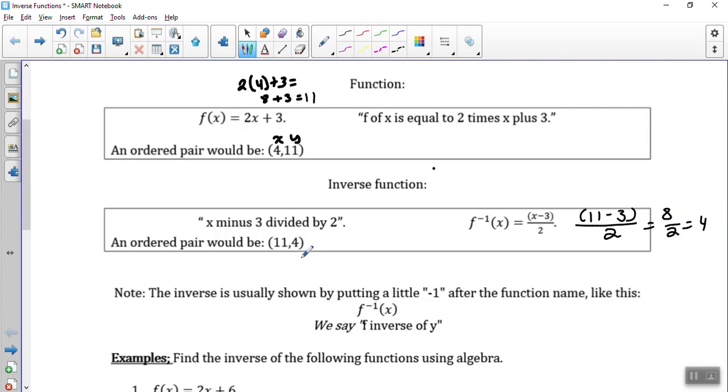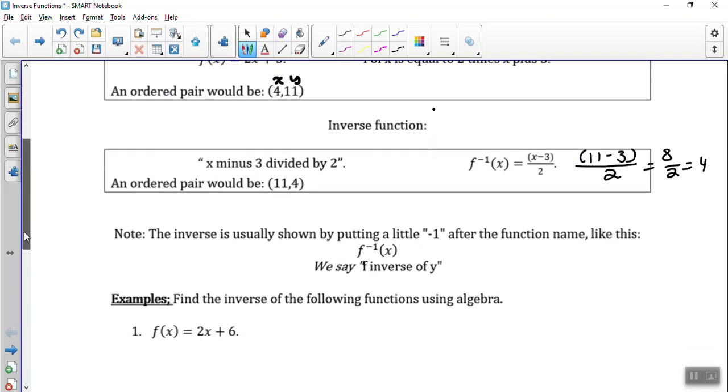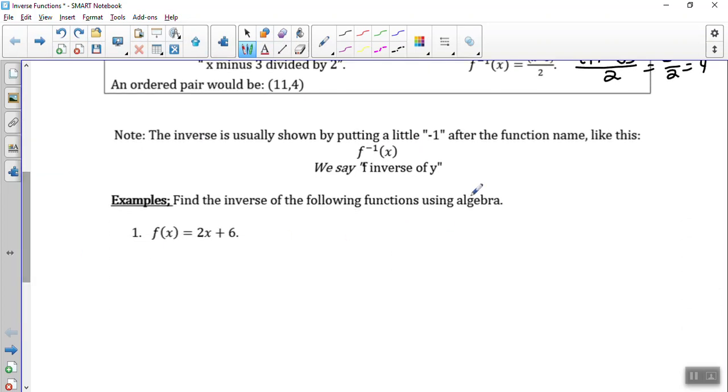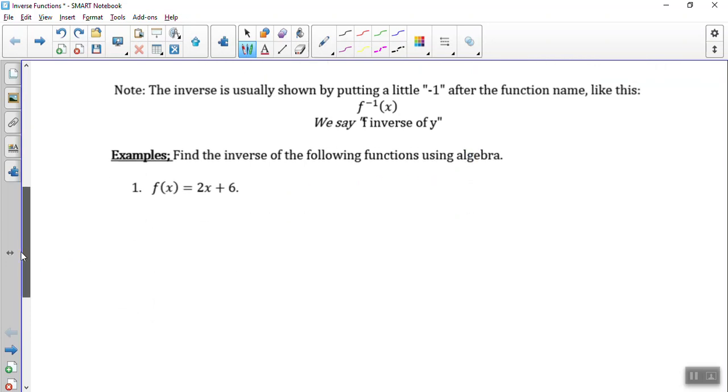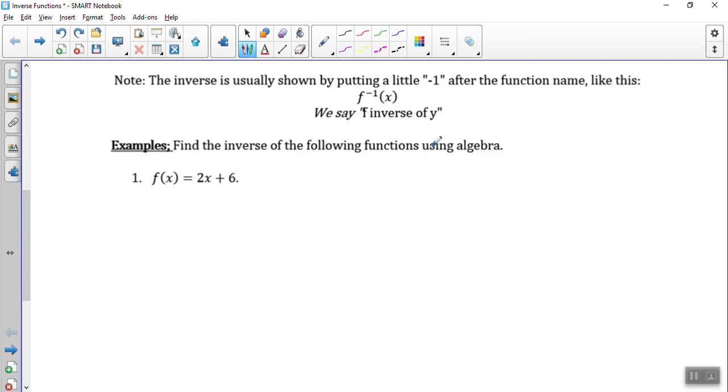Another thing I wanted to say about inverse functions is the inverse is usually written by putting a little -1 after the function name, like this. So you have f of -1 of x. When you have something like this, we're looking at an inverse function. I'm going to show you a much easier way to handle inverse functions. The two ways we're going to show you are using algebra and using a graph. The first example: find the inverse of the following function using algebra.